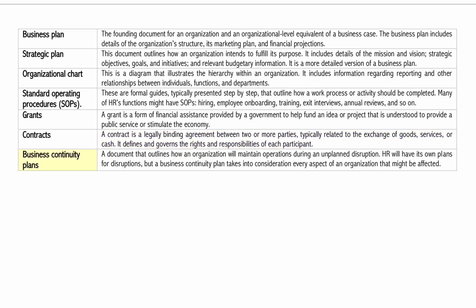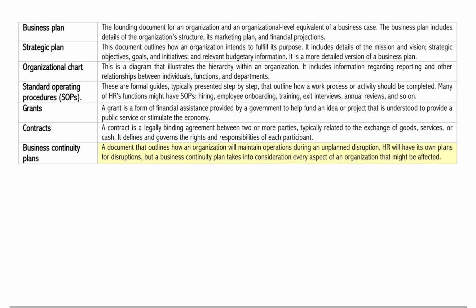Business continuity plans. A document that outlines how an organization will maintain operations during an unplanned disruption. HR will have its own plans for disruptions, but a business continuity plan takes into consideration every aspect of an organization that might be affected.